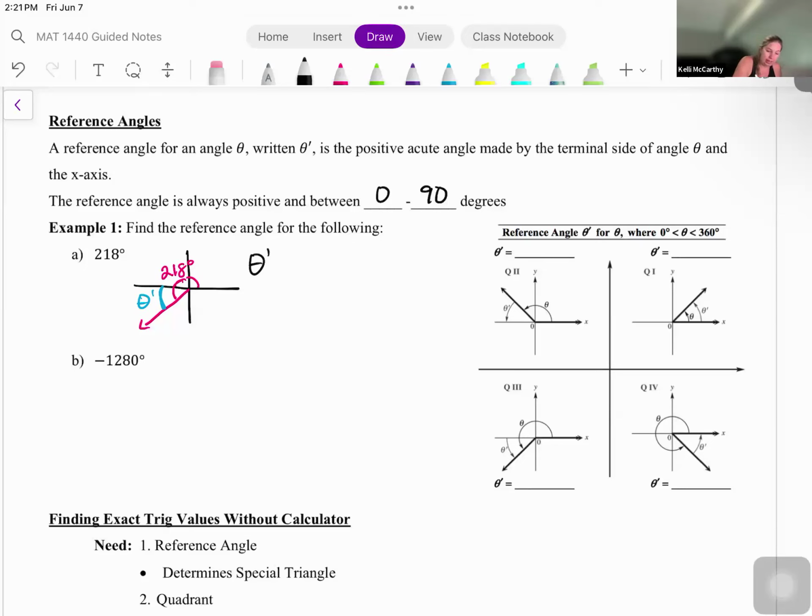Now to find theta prime, we're going to take the 218 degrees, that pink angle, and we're going to take away 180. So again, if we have this entire angle and then we take away that straight angle, we're going to be left with just theta prime. So our reference angle for 218 degrees is 38 degrees.